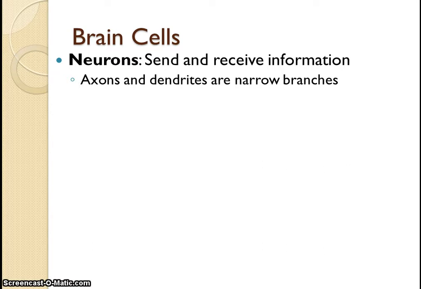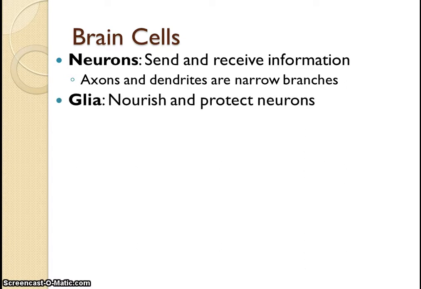They're the long strands. Axons and dendrites are like the narrow branches, and if you hold up your two hands in front of you with your fingers spread and not touching, you'll see that that's what the axons and dendrites look like at the end of the neurons. They don't touch each other. They're like these fingery branches that are close to each other but don't touch each other. The glia are structures that nourish and protect the neurons.